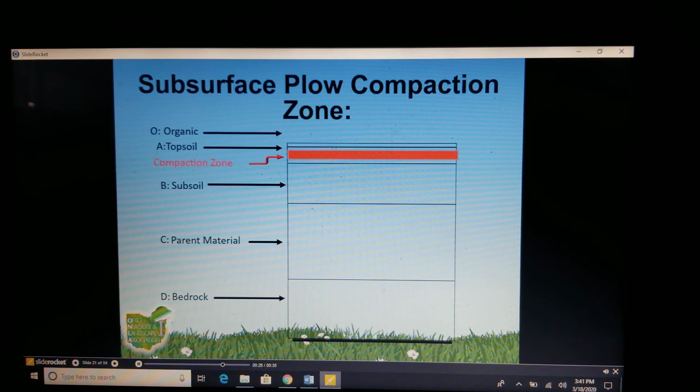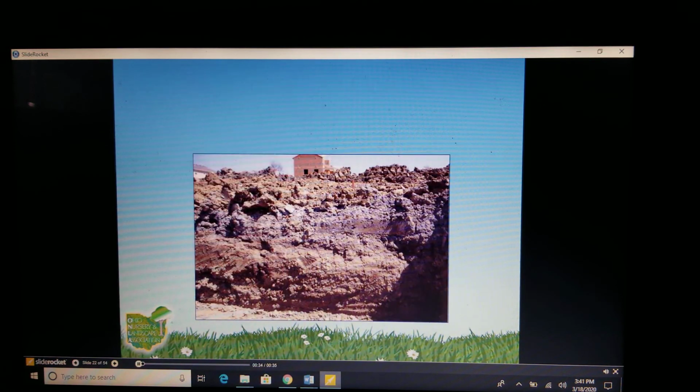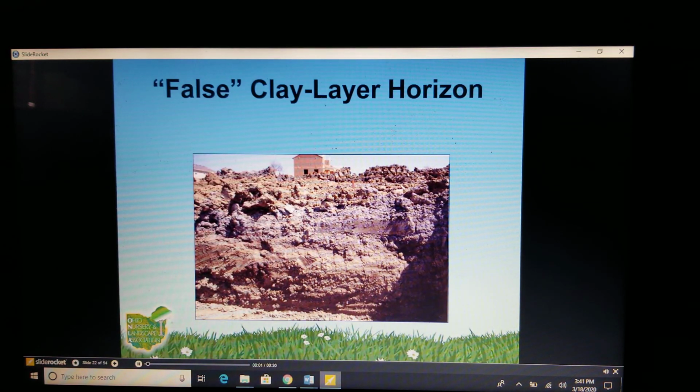Years of plowing eventually produces a compaction zone that behaves like the subsoil horizon. Exactly the same thing happens with the annual use of a rototiller. This soil profile picture was taken where the land has been plowed annually for 80 years. Note the grayish layer of soil illustrated by the red band.